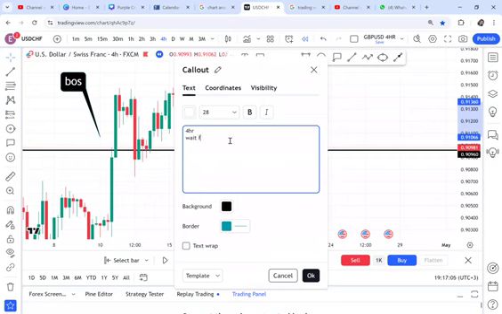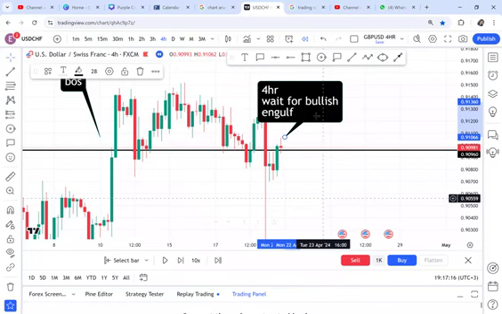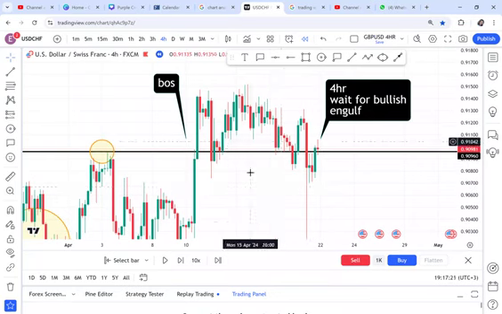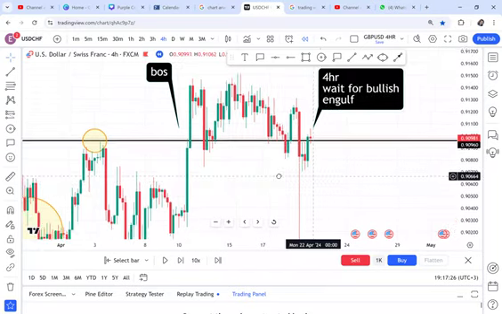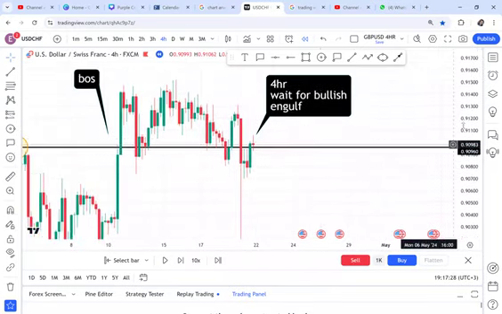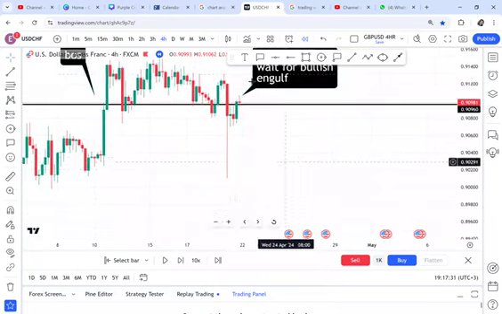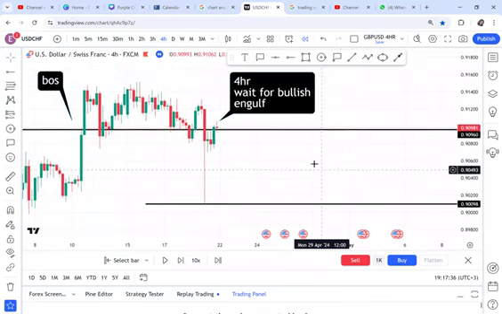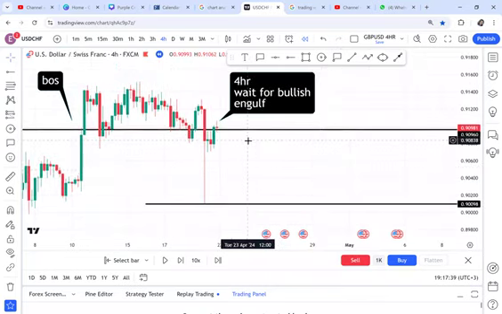Wait for bullish engulf. I'll be here waiting for the bullish engulf, and you can see the market has really tested this area. This is where the market did the retest. So let's see what happens. The market should not break. That is the exit. The entry, guys, is the hammer and the bullish engulf.